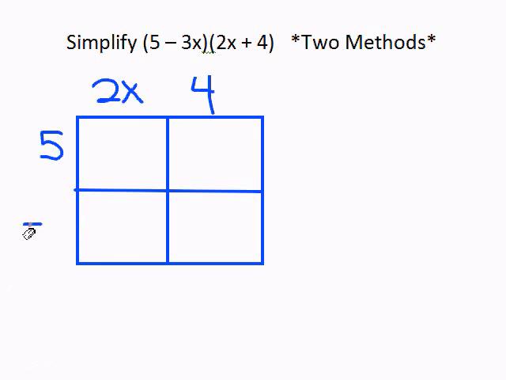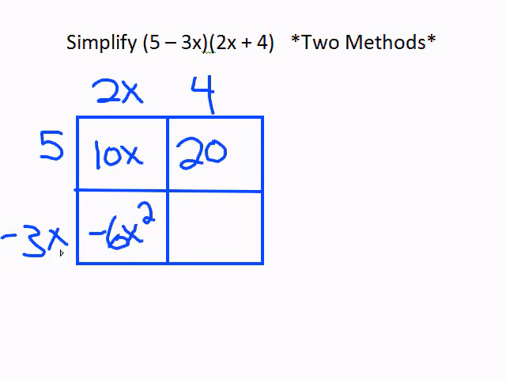Now, kind of again like the Punnett square, we're going to take these terms, and where they meet each other, we're going to multiply. So the 5 and the 2x multiply together to give us 10x. The 5 and the 4 multiply together to give us 20. The negative 3x and the 2x multiply together to give us negative 6x squared. Remember again, it was negative 3x to the first, 2x to the first. And when you multiply those, you add their exponents. 1 plus 1 gives us 2. And finally, the negative 3x and the 4 meet together in this square to give us negative 12x.